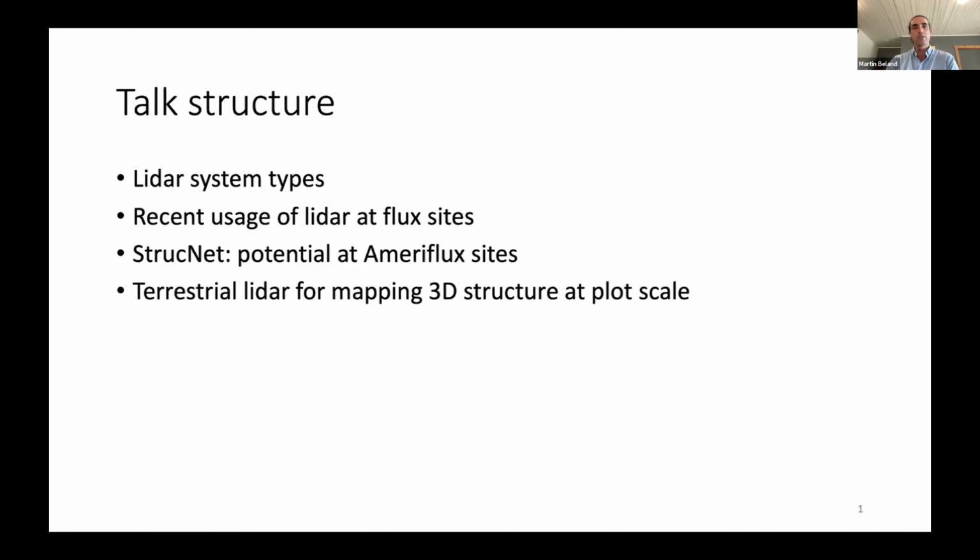So I'm going to start with describing a bit what LiDAR is, the different system types, and I'm going to talk a bit about recent usage of LiDAR at the Flux sites, and you're going to see that it's mostly UAV-based LiDAR, which is becoming very popular. So I'm going to show a couple of examples of how they were used. I'm going to introduce a new network that's called StrikeNet and how it can be interesting for people of AmeriFlux. And then I'm going to finish with how we are using in my lab terrestrial LiDAR to map 3D structure.